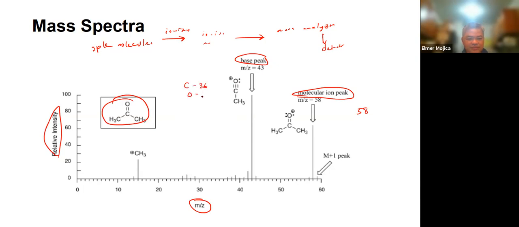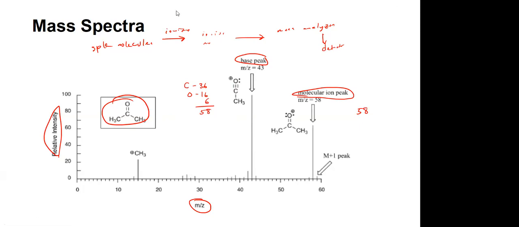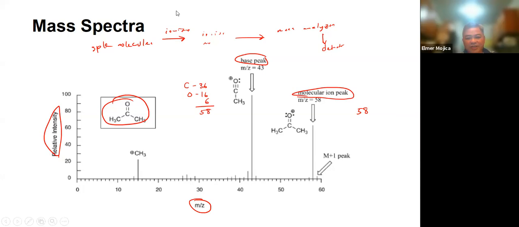C, 36 plus oxygen, that's 16, and then you have 6. So ano siya? 58. Tama ba? Okay, so makikita mo yung 58 na yun nandito. So that pertains to this one.